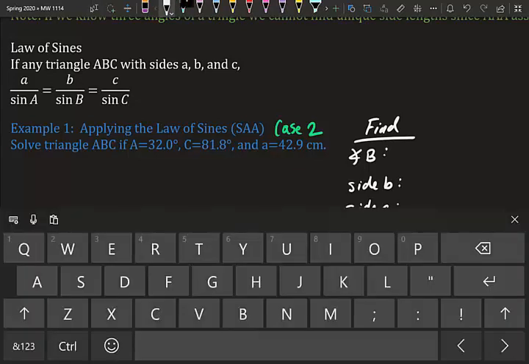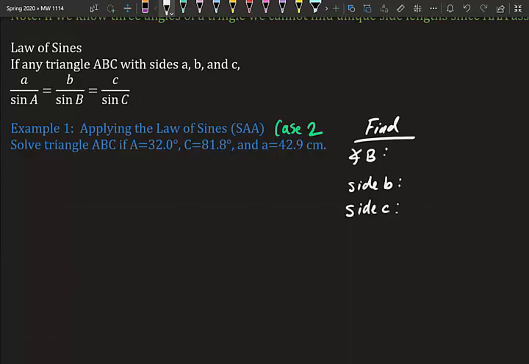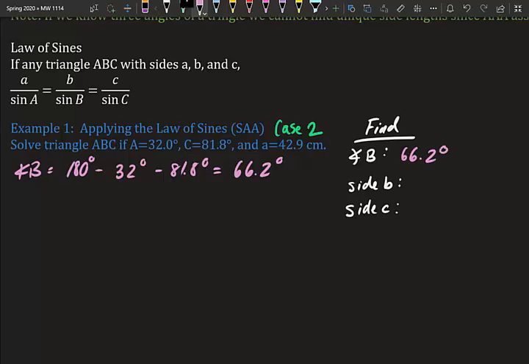So the first thing that you want to do, if you're missing an angle and you have two of them, find that missing angle, because we're given two angles. Let's find B, and we can find that by subtracting from 180. So we have angle B equals 180 minus 32 degrees minus 81.8 degrees. And when we do that, we get 66.2 degrees. Awesome. Now that we have angle B, we can go ahead and find side B and side C.